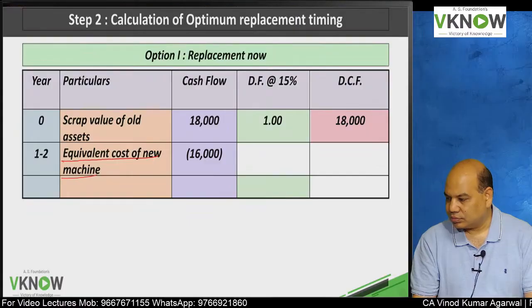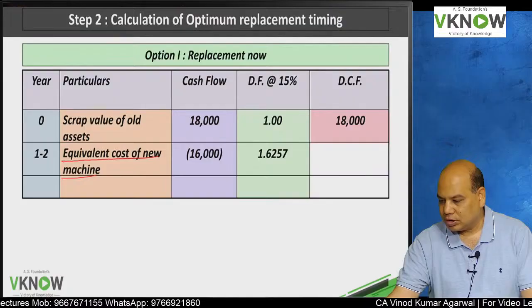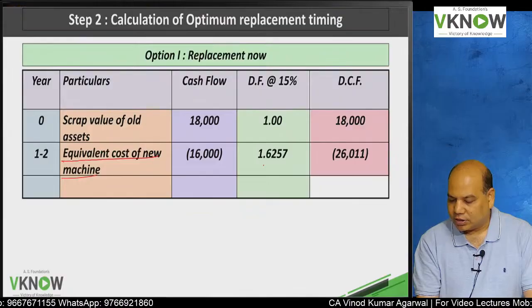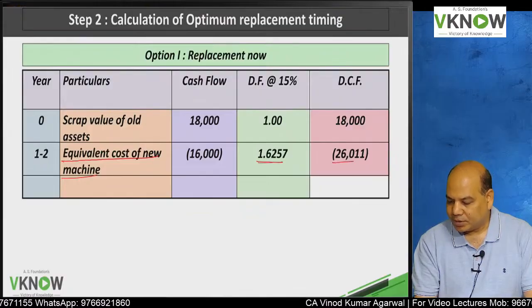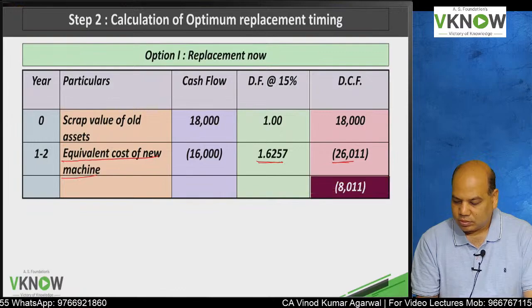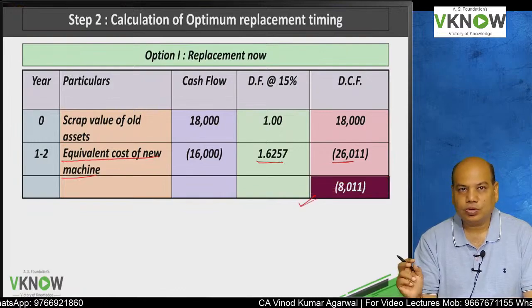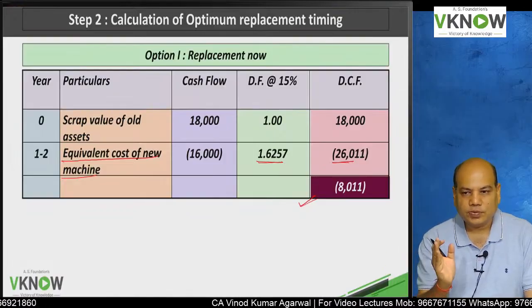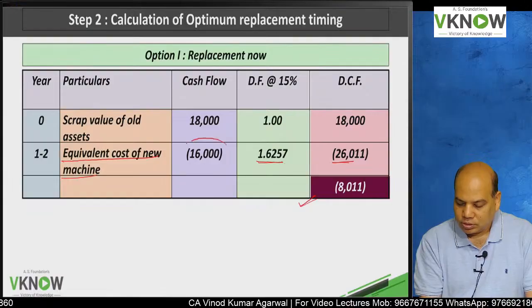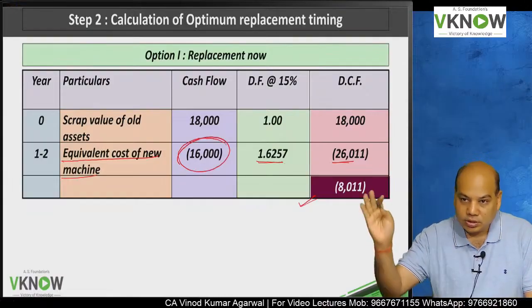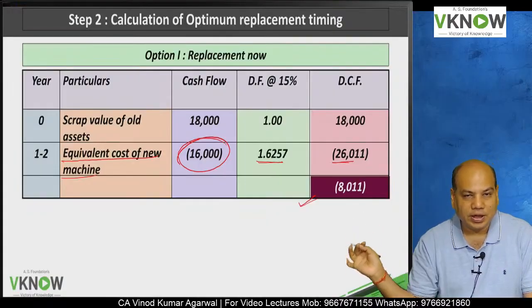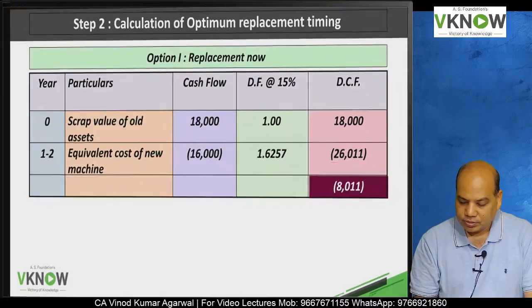Anybody? Present value? Please reply. If you don't reply, how will I understand? So the factor is 1.6257, present value 26011. So my PV of cash outflow of the first 2 years would be 8011, because from the third year till infinite period, you are going to incur 16,000 rupees per annum. Is it right?